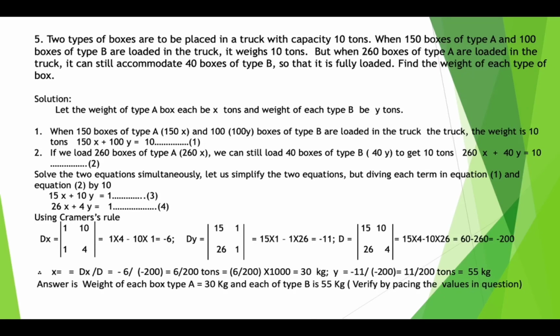200 into 5 is 1000, 5 into 6 is 30. Minus 11 divided by minus 200, which is 11 by 200, and multiply by 1000, so it becomes 55 kg. So that is the answer. Verify by placing the value in the question.